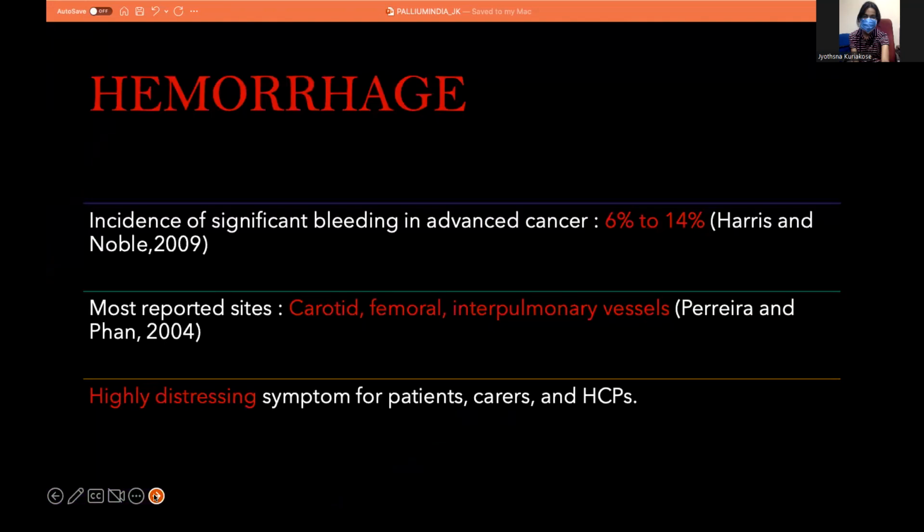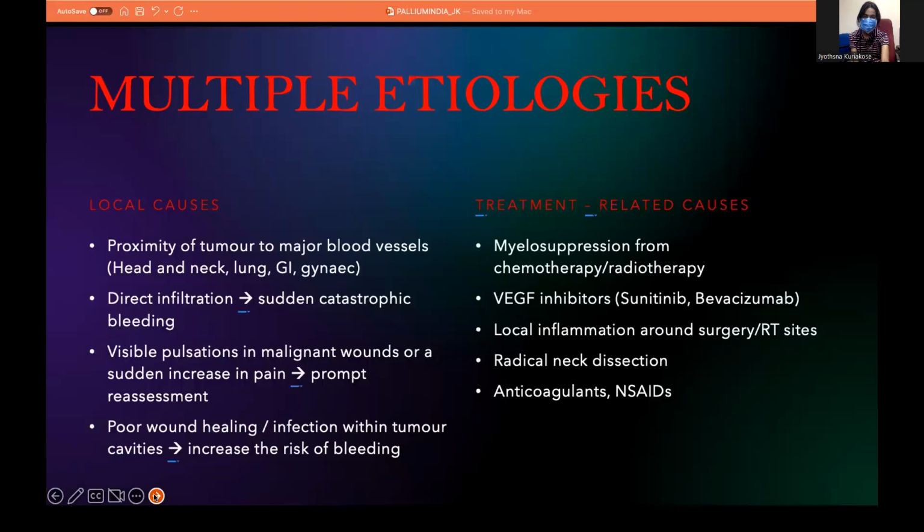The incidence of significant bleeding in advanced cancer is about 6% to 14%. The most common sites of bleeding include carotid, femoral, and intrapulmonary vessels. As we can all understand, it's a very distressing symptom for patients, carers, and healthcare professionals. Bleeding or a hemorrhage can have multiple etiologies.